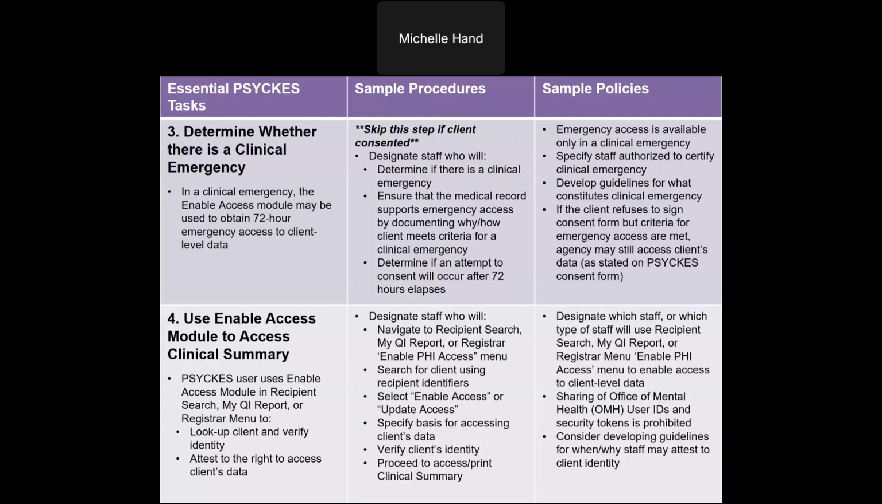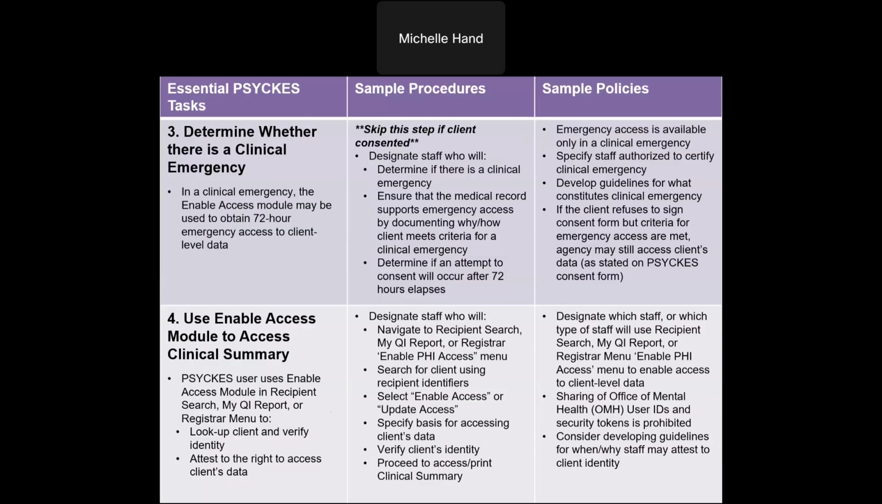All right, the next task would be to determine whether there's a clinical emergency. So you can skip the step if the client has already provided their consent, but if not, you'll want to designate staff who will determine if a clinical emergency is happening, ensure that the medical record supports emergency access by documenting why and how the client meets criteria for a clinical emergency, and determine if an attempt to obtain a signed consent will occur after that 72 hours elapses for that emergency access to their clinical summary.